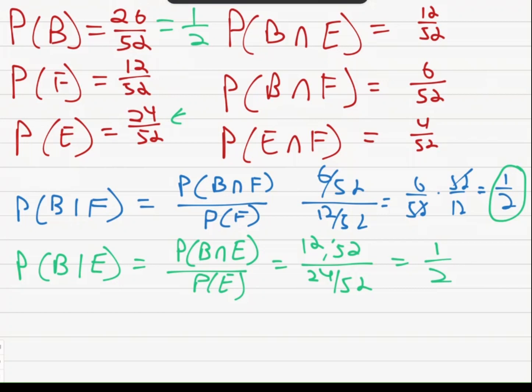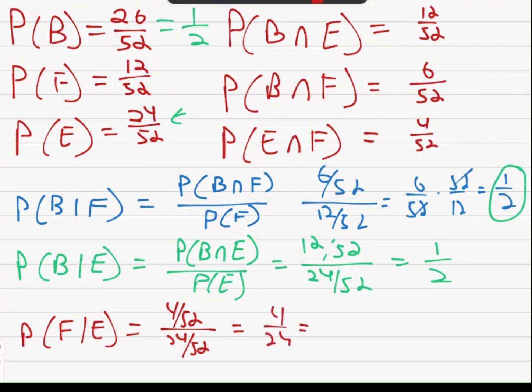All right, so finally, let's take a look at the probability of E given F, or F given E. Okay, I'm not going to write down the formula again. I'm going to get the intersection of F and E, which is 4 over 52. I'm going to divide that by the probability of E, which is 24 over 52. And now the 52s will cancel, so I end up with 4 over 24, or 1/6.